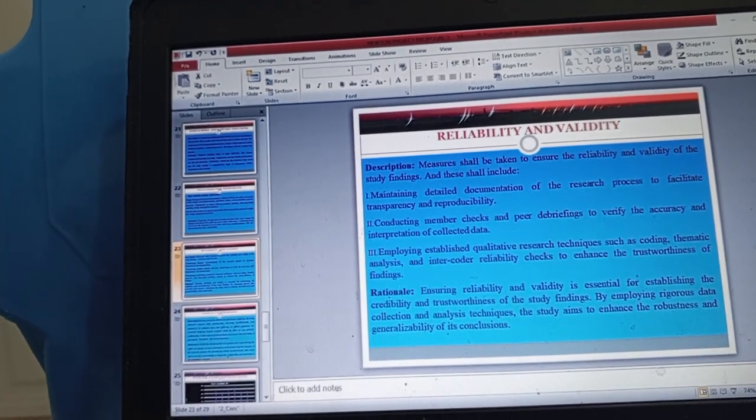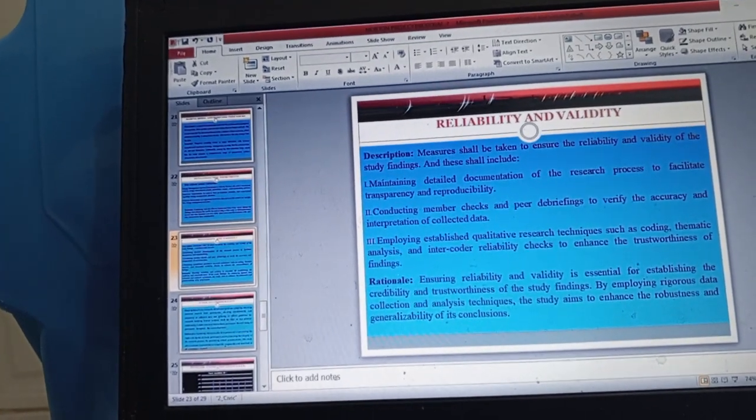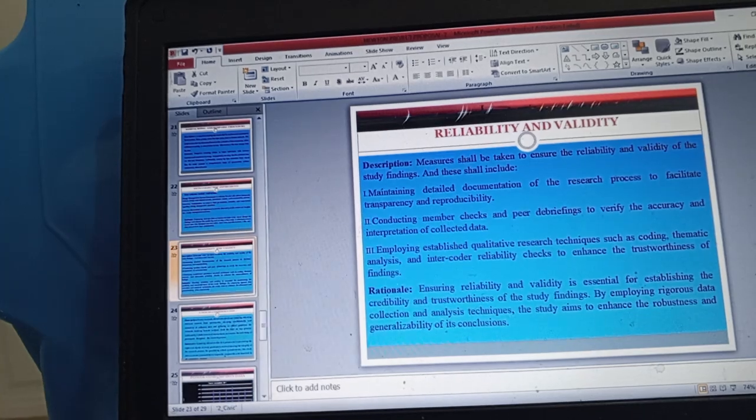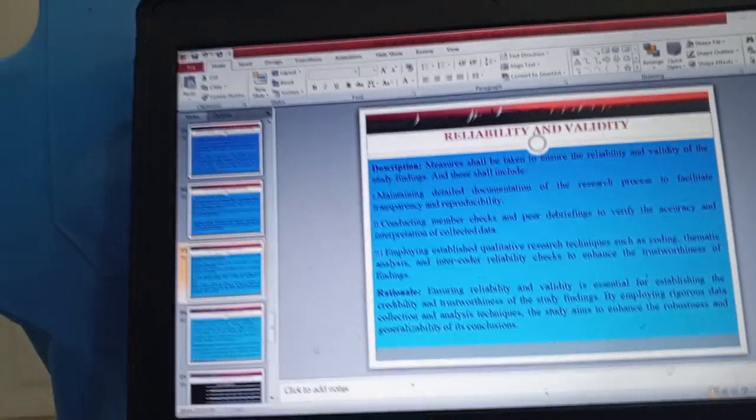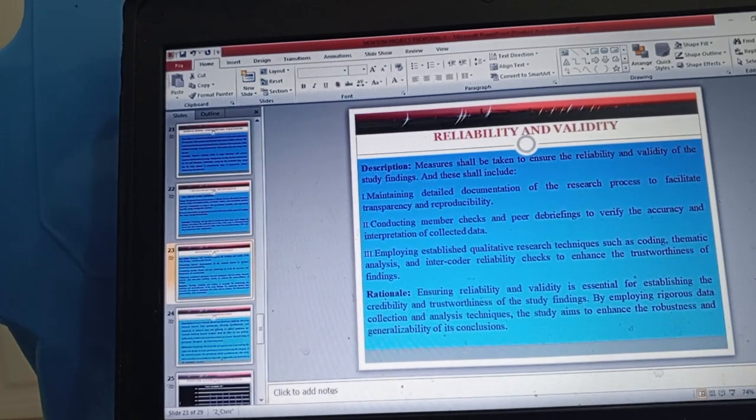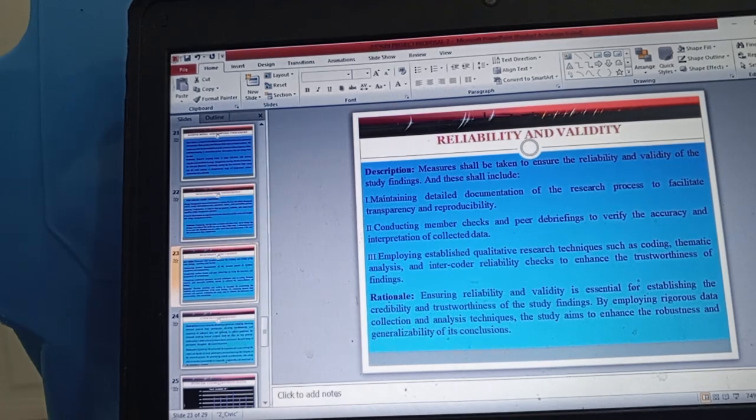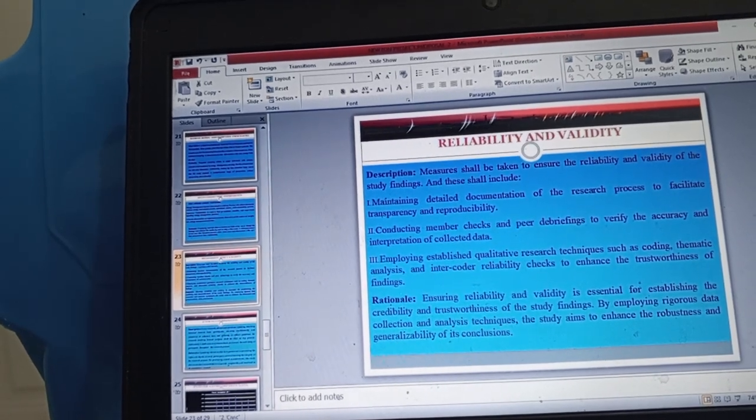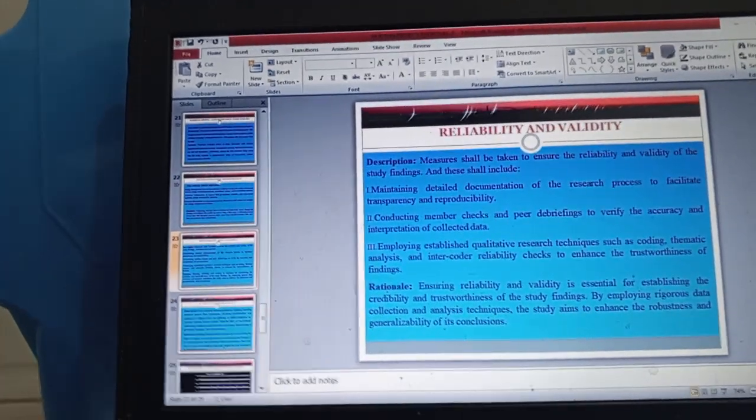Then the rationale: ensuring reliability and validity is essential for establishing the credibility and trustworthiness of the study findings. By employing rigorous data collection and analysis techniques, the study aims to enhance the robustness and the generalizability of its conclusion.